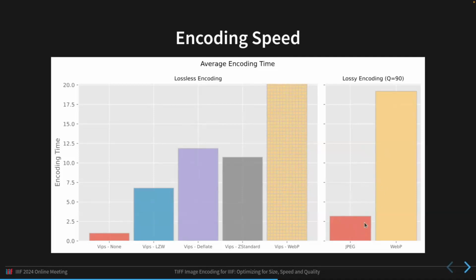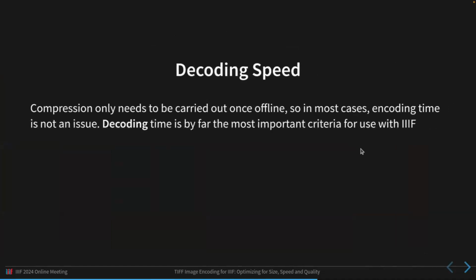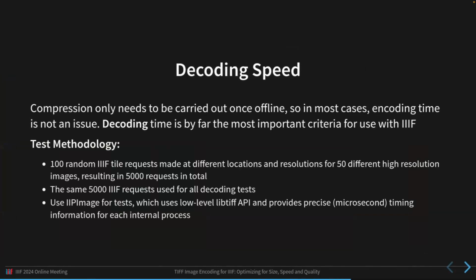In terms of lossy encoding, JPEG performs really well. WebP is several times slower. But compression only needs to be carried out once offline. So in most cases, encoding time is not an issue. It's decoding time which is the most important criteria for use with IIIF.